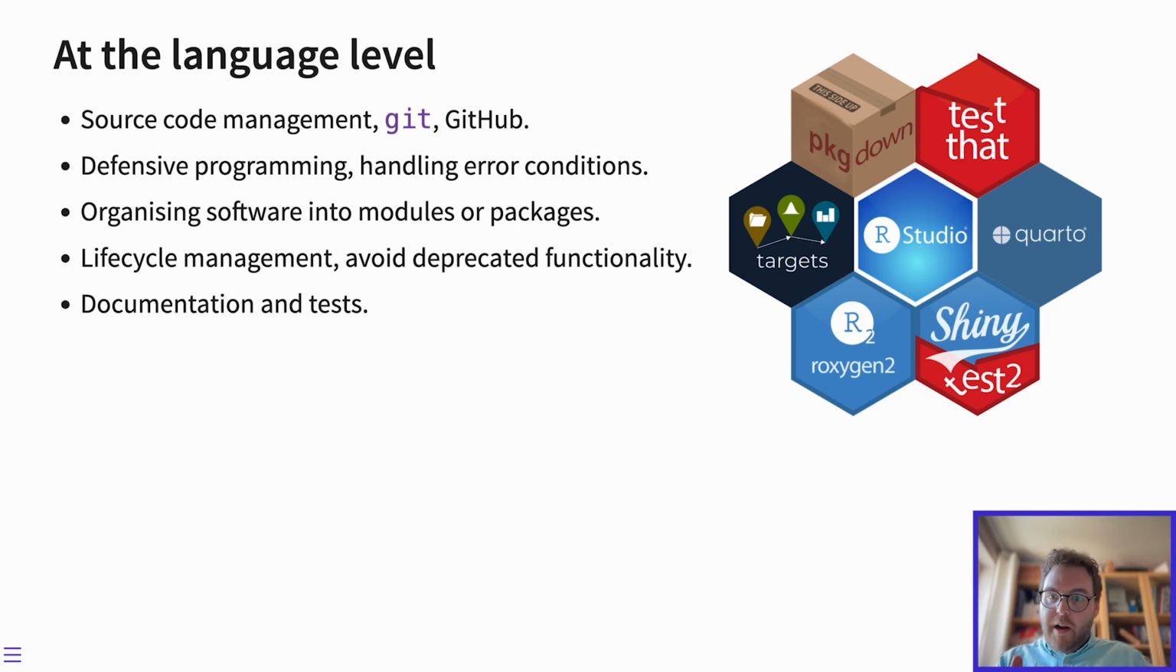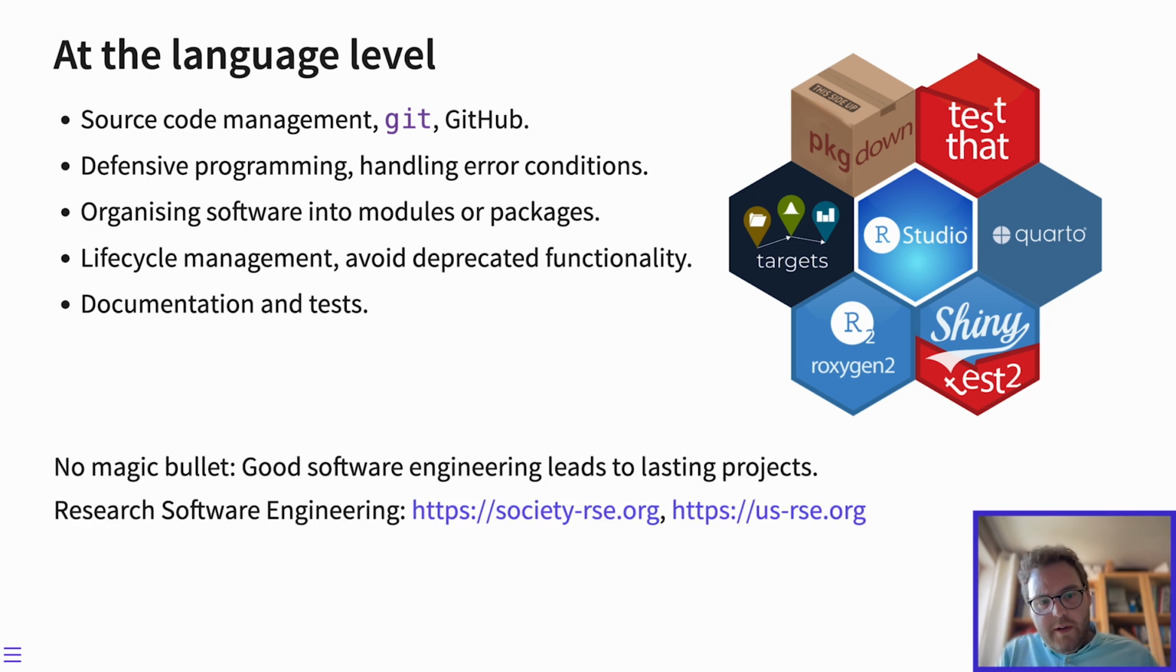Now, this stuff's a little bit harder, but there are packages to help you do this. There's a bunch of packages in R that I've shown on the screen there that can help you with this language level software engineering. And I'm sure there are similar packages in Python, but really there's no magic bullet. It is just making sure that somebody on your team who is writing software has those good software engineering skills. And again, there are societies and groups to make this better.